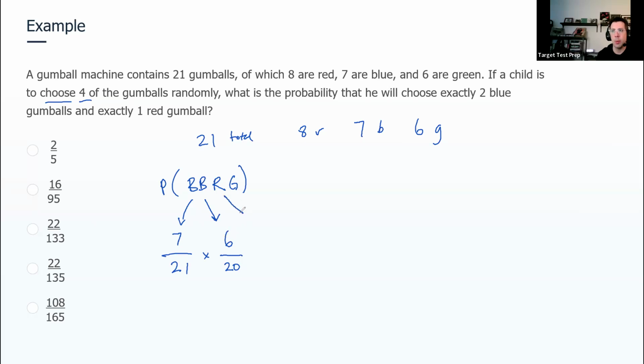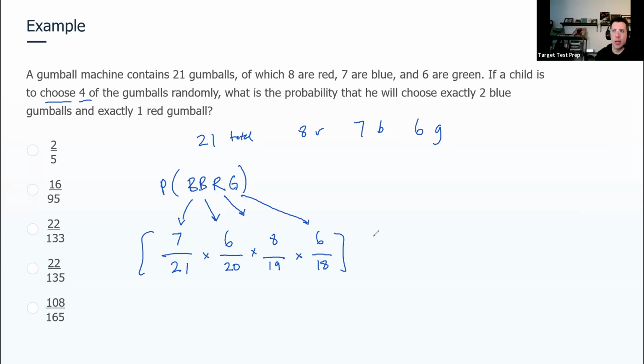Okay. Now we got to pick a red. There's only 19 gumballs left to choose from. Of those 19, 8 of them are red. Okay. And then we got to pick a green, and there are only 18 gumballs left, and 6 of them are green. Okay, so the probability of doing exactly this, blue, blue, red, green, is 7 over 21 times 6 over 20 times 8 over 19 times 6 over 18. Okay.